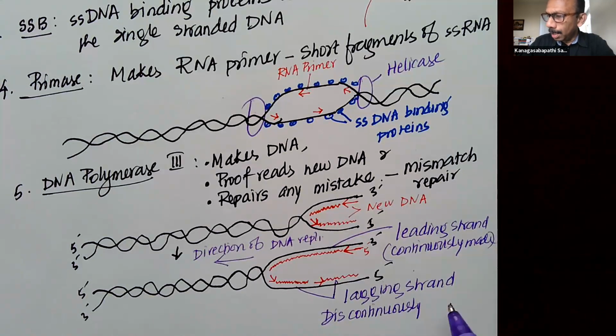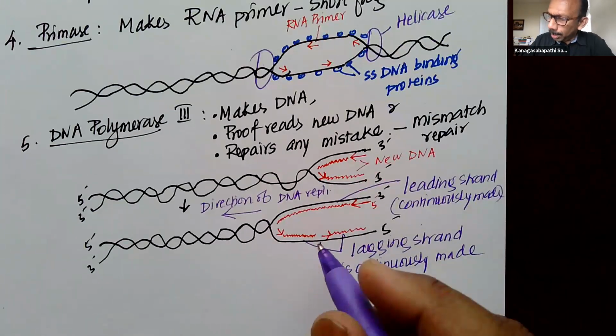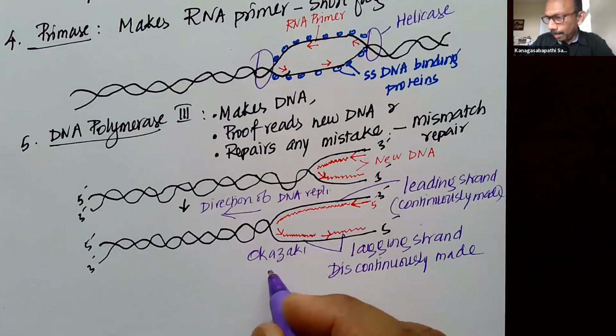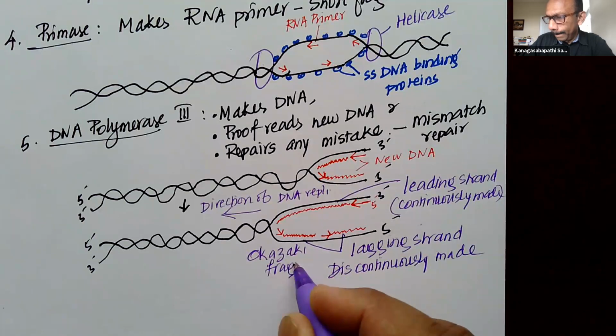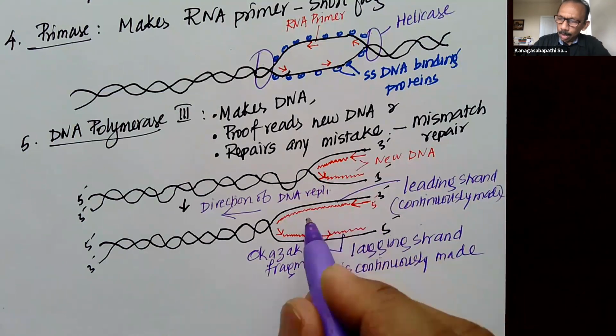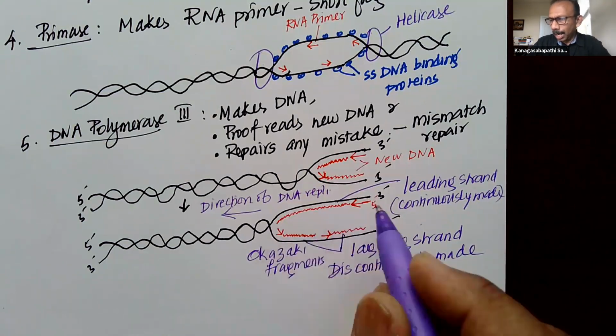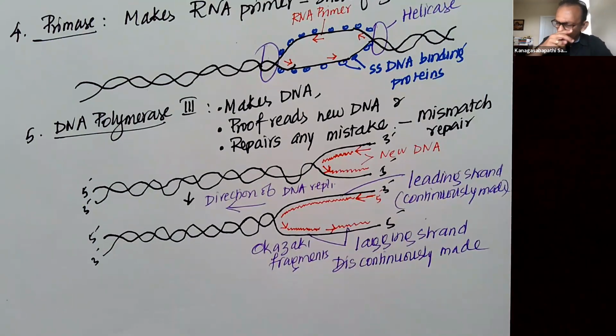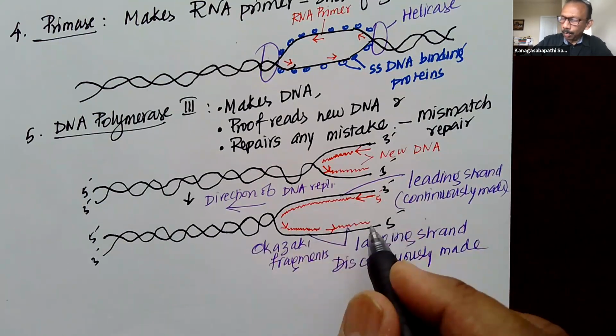So it is not made continuously, and these two fragments are also called Okazaki fragments, based on the scientists who discovered them. So one strand, in this case, is made continuously, and another strand is made discontinuously, because that's how the topology of DNA is made. Okay, and it continues. It is the same. The leading strand will maintain that way.